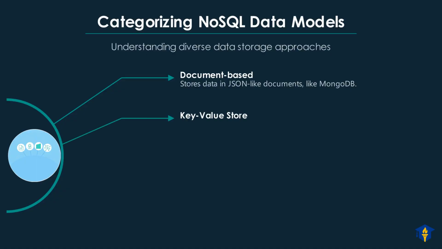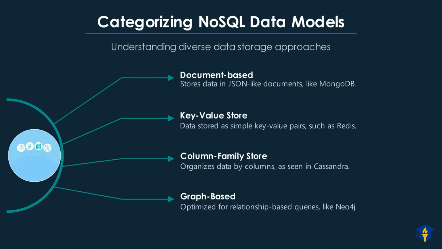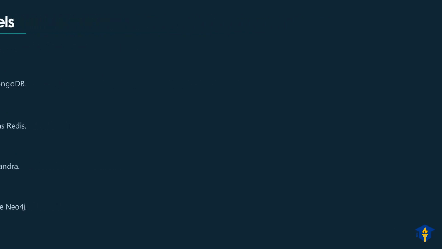Next, consider key value stores offering simplicity and speed. Data is stored as straightforward key value pairs, a model famously used by Redis. Then, there are column family stores, which organize data differently. They arrange information by columns rather than rows, as exemplified by Cassandra. Lastly, we look at graph-based databases designed for relationships. These are highly optimized for queries that involve complex connections, like those in Neo4j.